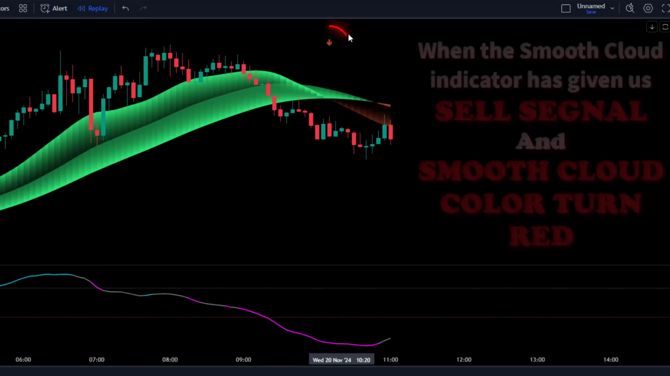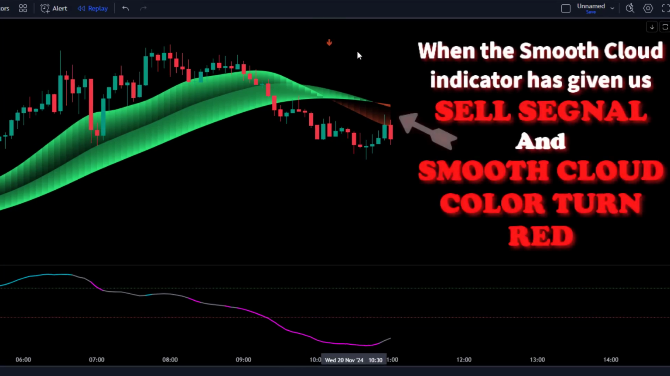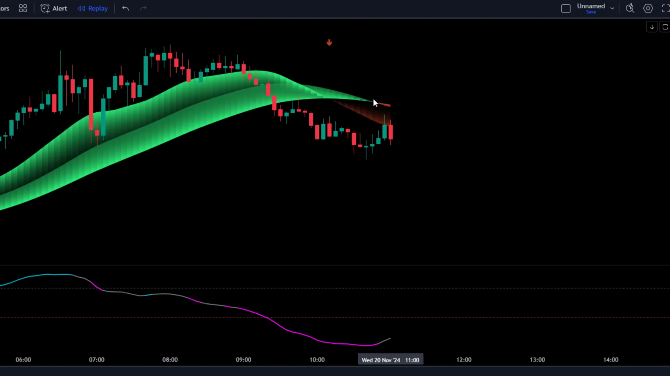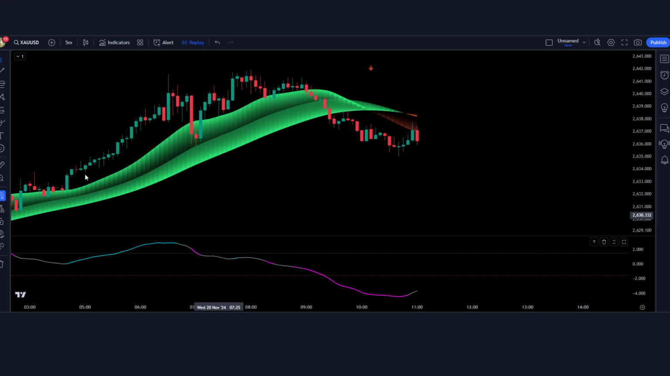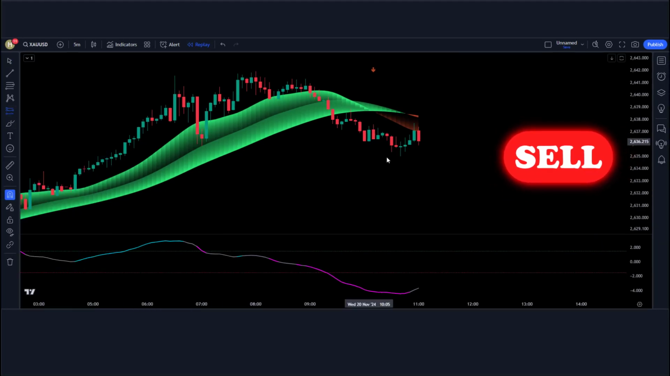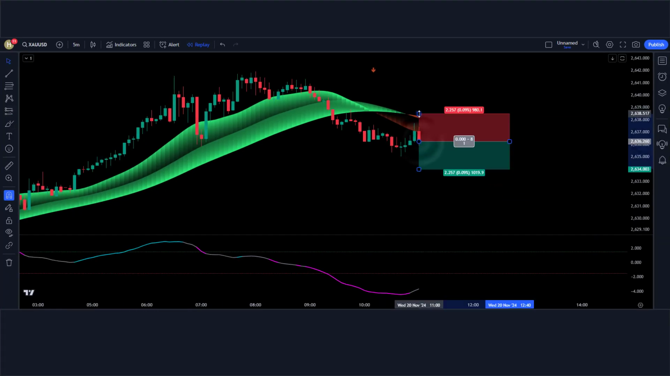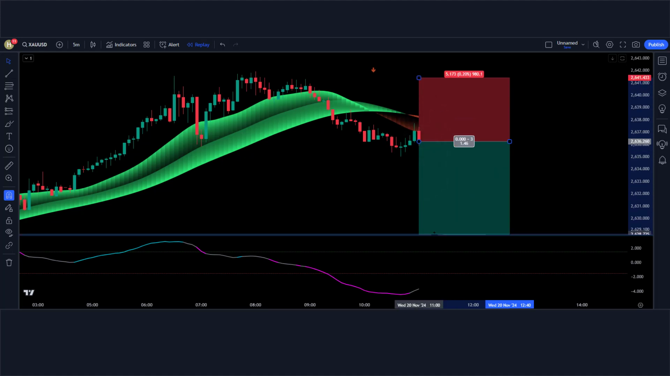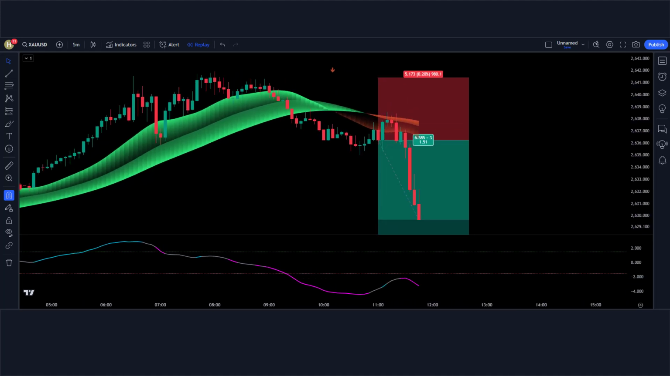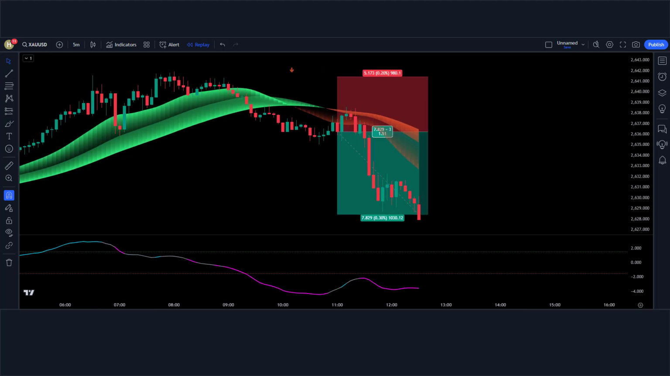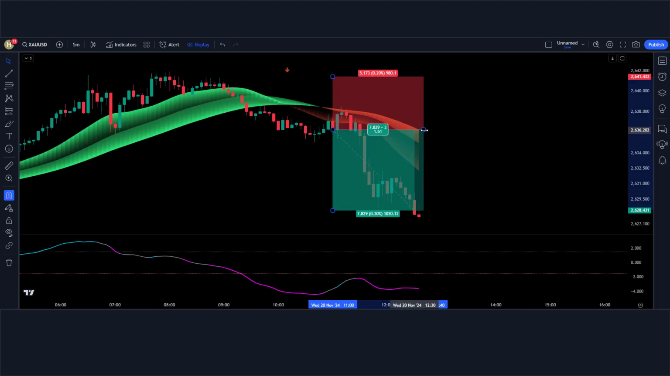Now, let's understand the concept where we will take buy and sell trades based on their conditions. When the smooth cloud indicator has given us a sell signal and smooth cloud color turns red, when the market has formed a bearish candle, when the EMA slope/angle oscillator indicator makes pink color histogram and below the filter bottom line. If this condition is fulfilled, then we will place a sell order. Our stop loss will be placed at the previous high of the market. And the risk to reward ratio will be 1:1.5. The market has completely hit the target.